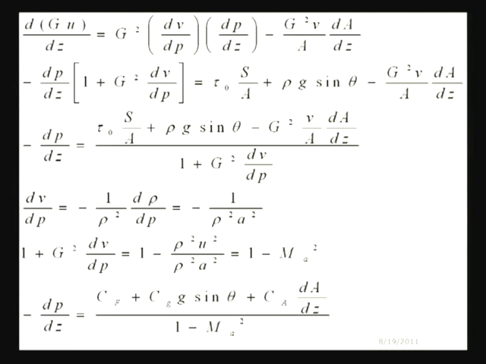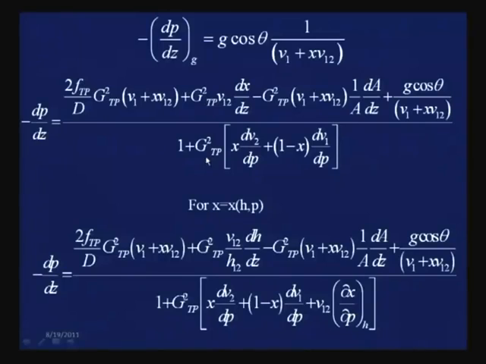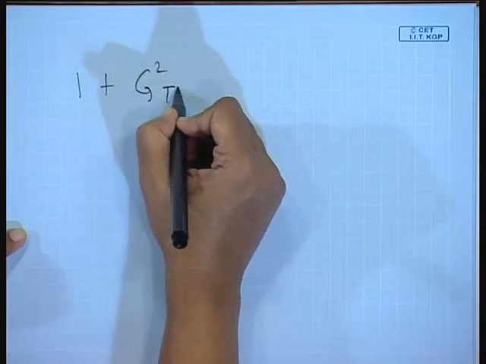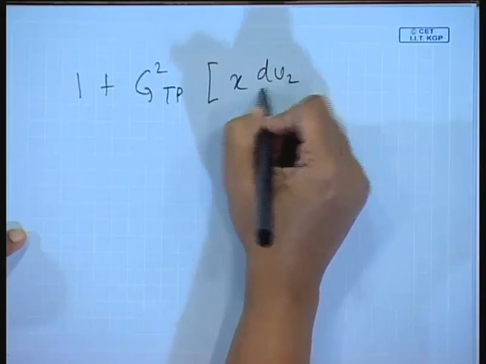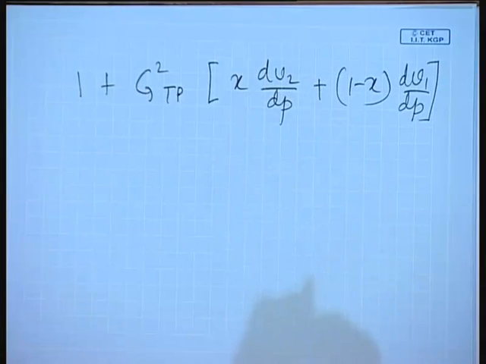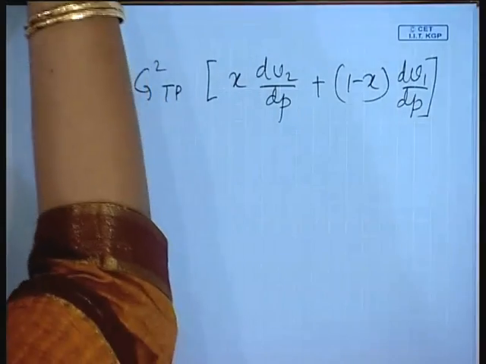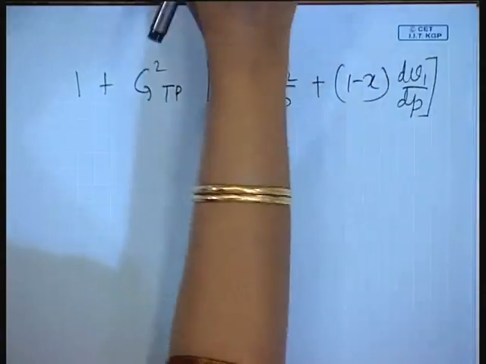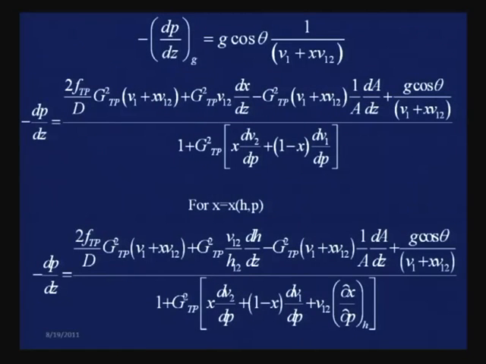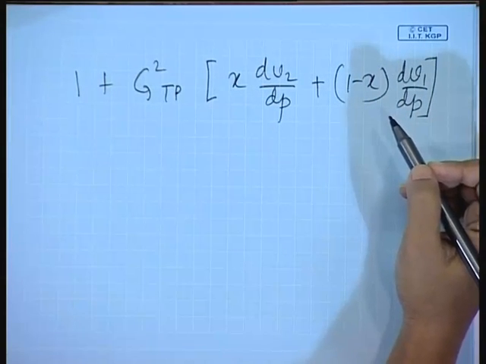Now, if we look at the denominator which we had obtained for the homogeneous case, what was it? Let us see now. That was 1 plus G squared two-phase x dv2/dp plus 1 minus x. This was the denominator which we had obtained. Now, the point is, if the denominator under that condition had corresponded to the choked flow condition, then in this particular case also, this denominator should correspond to a Mach number of two phase flow under homogeneous flow conditions.